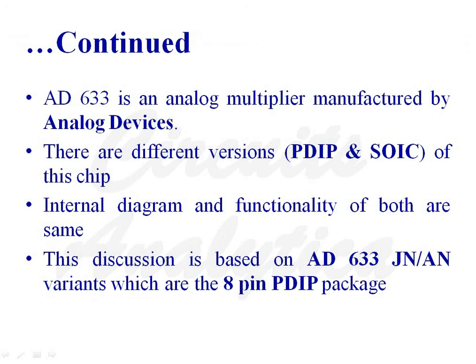AD633 is an analog multiplier manufactured by Analog Devices. There are different versions, PDIP and SOC for this chip. Internal diagram and functionality of both these variants are same. Our discussion is based on AD633 JN/AN, which are the 8-pin PDIP package.